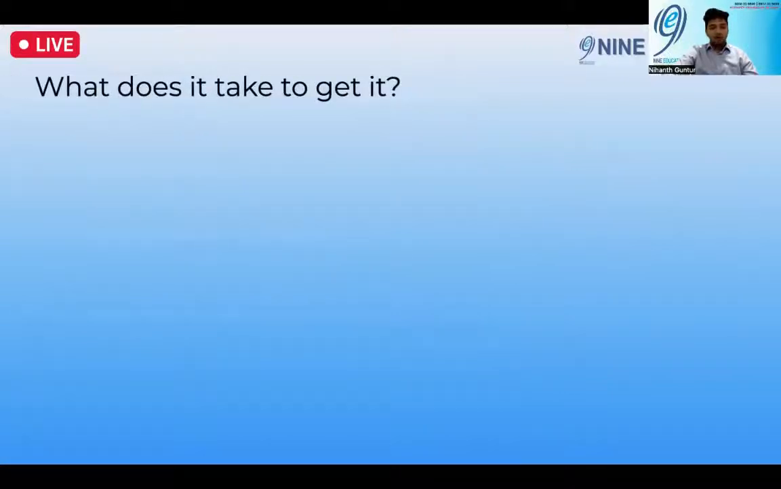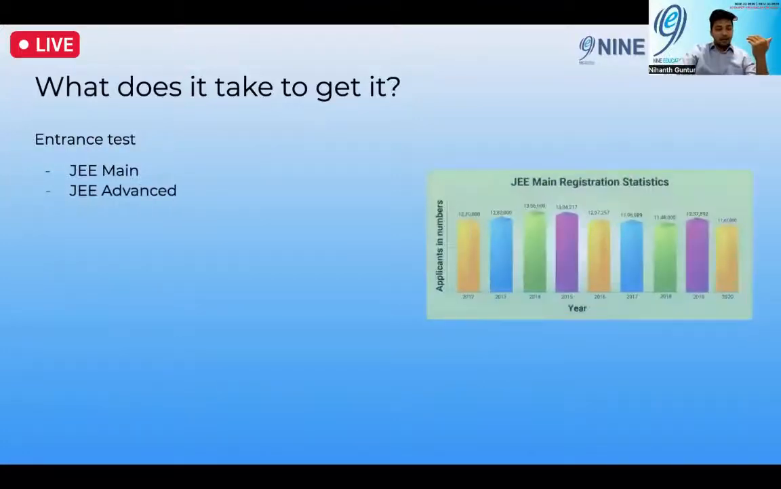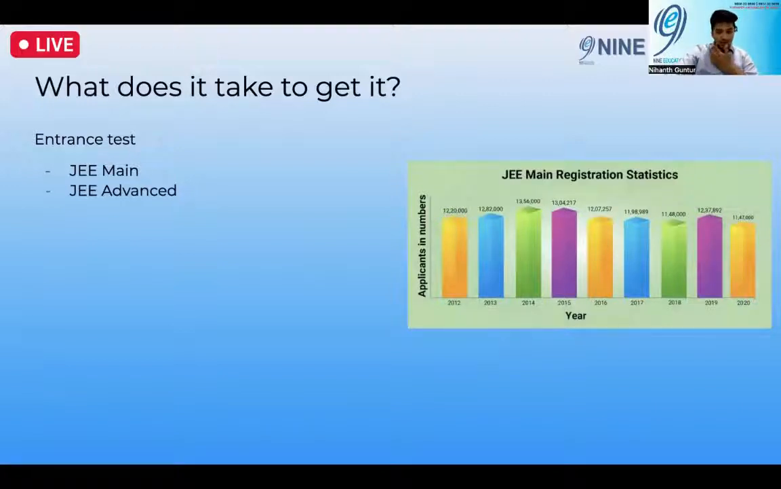Now let's talk about what it actually takes to get in. Obviously, number one, like we discussed, there's an entrance exam. The entrance exam is divided into two parts, JEE Mains and JEE Advanced. This is the statistic of the number of registrations for JEE Mains in the last 5 to 10 years.